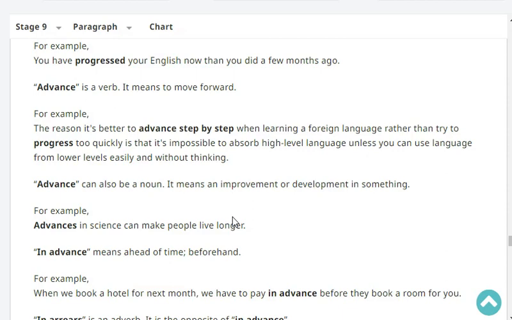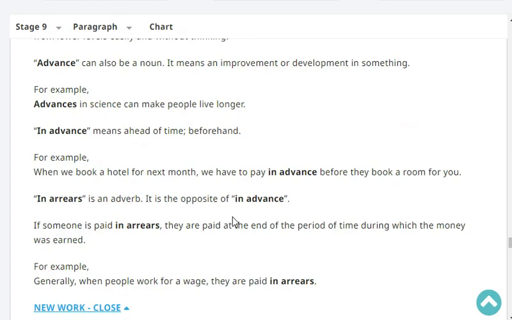Advance can also be a noun. It means an improvement or development of something. For example, advances in science can make people live longer. In advance means ahead of time or before. For example, when we book a hotel for next month, we have to pay in advance before they book a room for you.